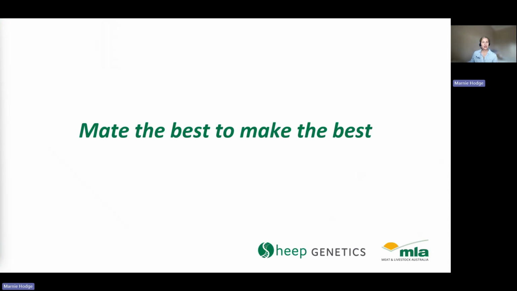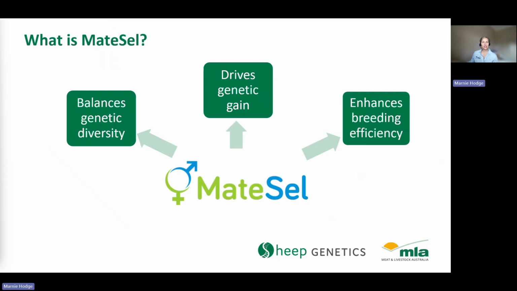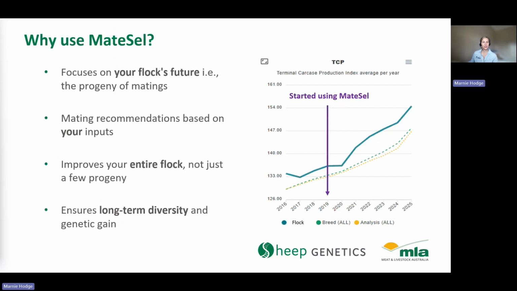So the aim of sheep breeding is to make the best. And MateSel fits into this by balancing genetic diversity, also driving genetic gain and enhancing breeding efficiency. And we'll understand a little bit more as we go through the modules here.